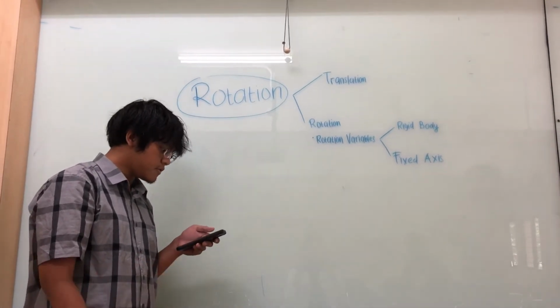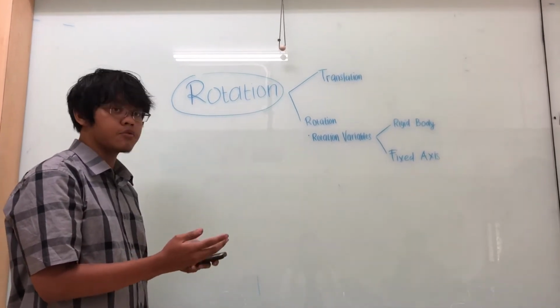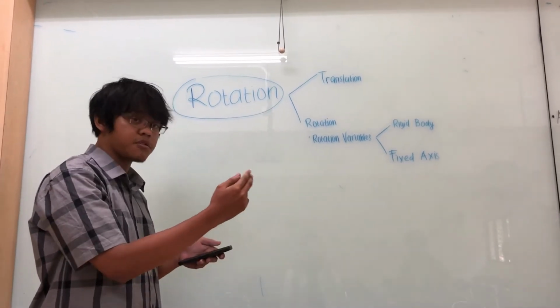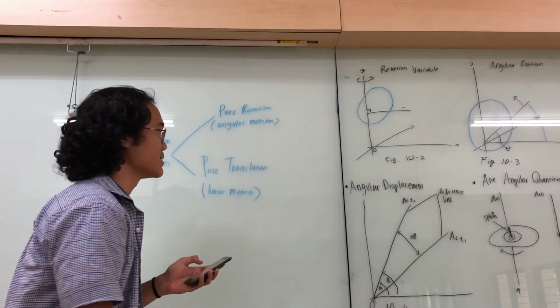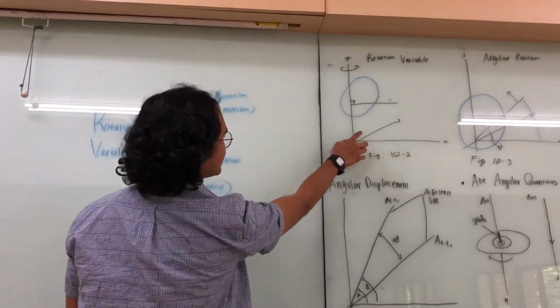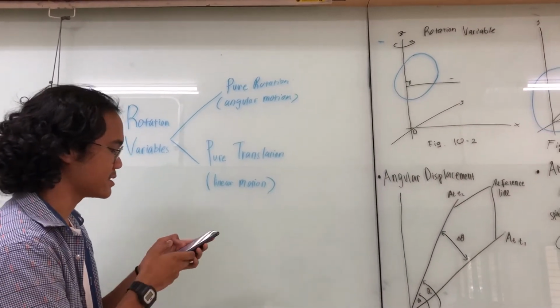Rigid body means that a body rotates as one unit. All the particles are locked together. Fixed axis means that the rotation occurs about an axis that doesn't move. So in rotation variables, there is this figure, and the explanation is these two subsections.